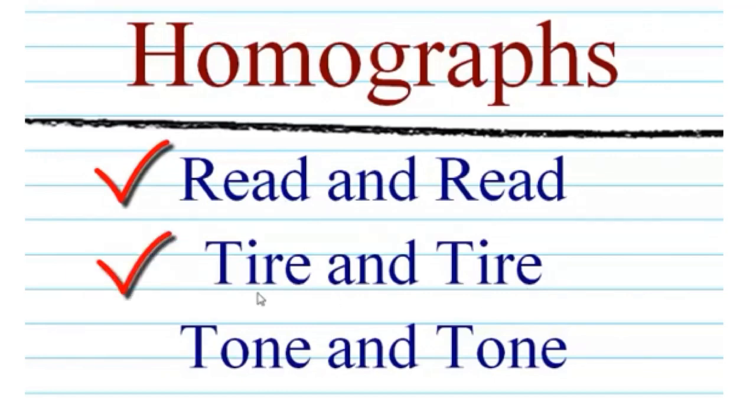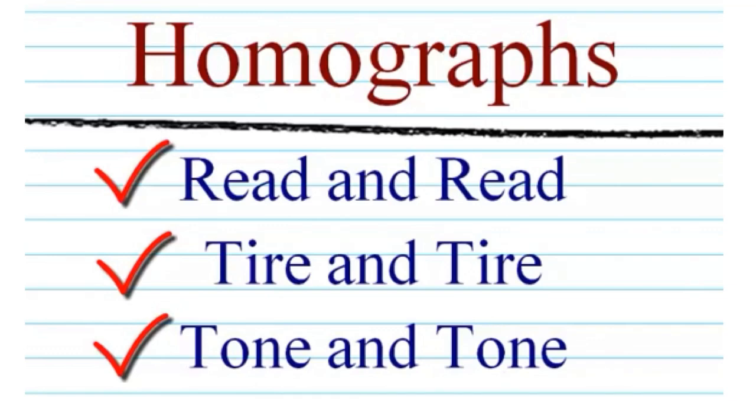Tire and tire. Here, if you tire, you have been working really hard at something and you are now tired, or you will tire if you keep working. This type of tire is a tire on a vehicle. Tone and tone: the first tone would be a musical tone that you might hear, and the second tone would be to tone your muscles, to make them stronger.